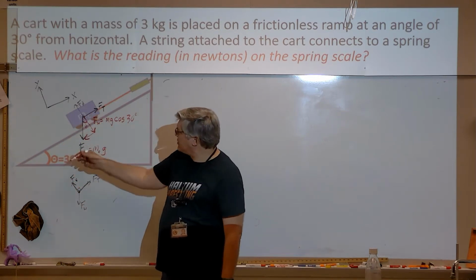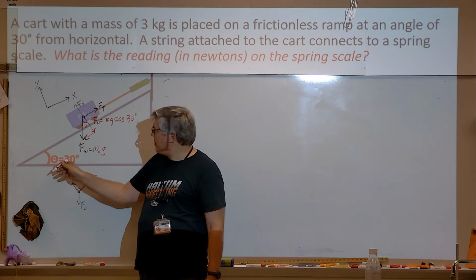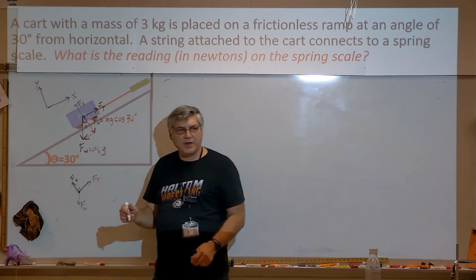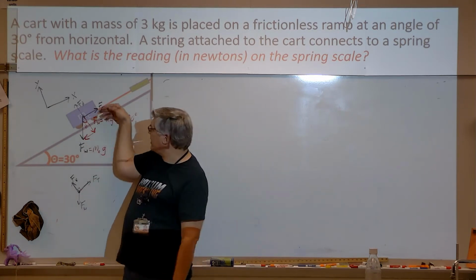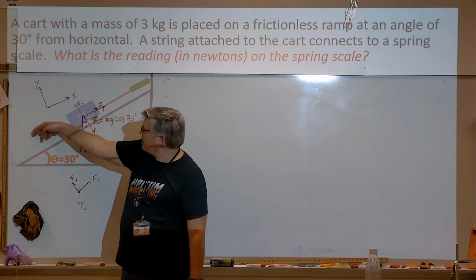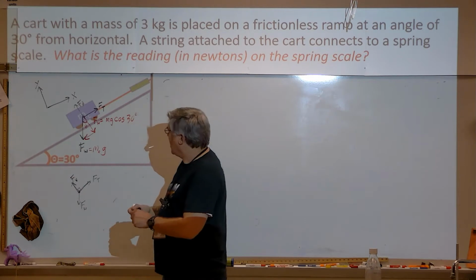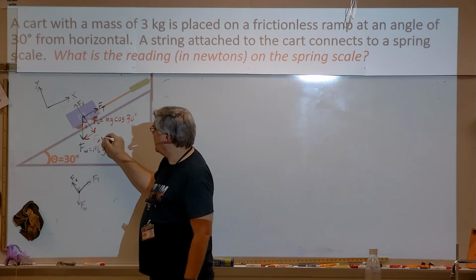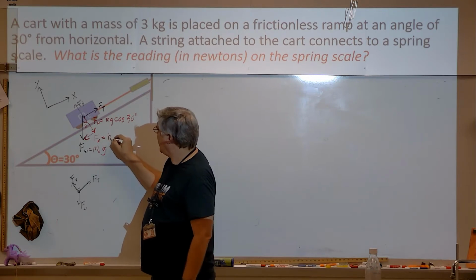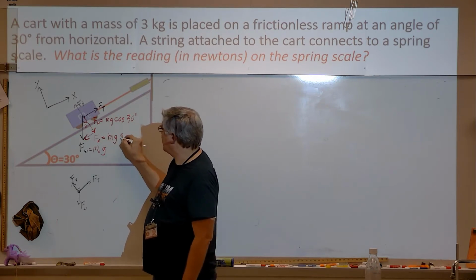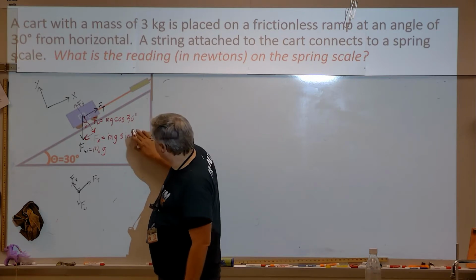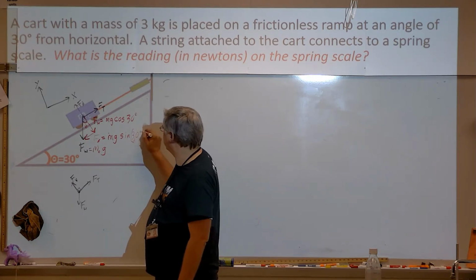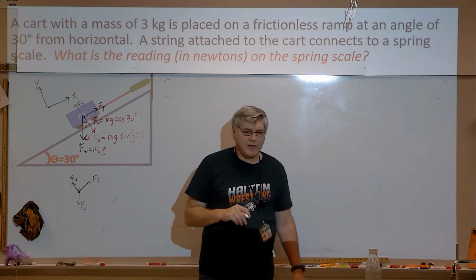So what about this? What is the force going down parallel? If I look at my definition of my axes, that's clearly in the x direction. Going down that way in the x direction. So I'm just going to call it F sub x, and it's going to be equal to mg, which is my force of weight, times the sine of 30 degrees. mg sine 30.